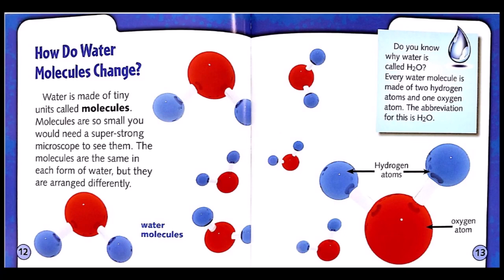How do water molecules change? Water is made of tiny units called molecules. Molecules are so small you would need a super strong microscope to see them. The molecules are the same in each form of water, but they are arranged differently. Do you know why water is called H2O? Every water molecule is made of two hydrogen atoms and one oxygen atom. The abbreviation for this is H2O.